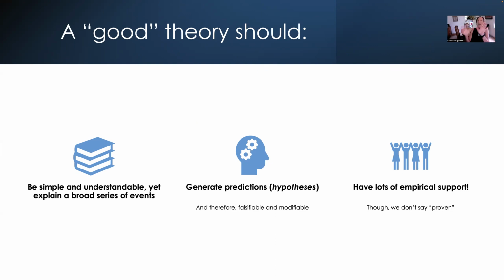It's also modifiable, revisable, right? We can change it. And ultimately, a good theory is going to have a lot of empirical support. A lot of studies are going to say, yeah, this works. Yeah, this is a good explanation. Yeah, the data support this. But we never say it's proven, because there could always be a study that we haven't done that's going to prove it to be wrong.